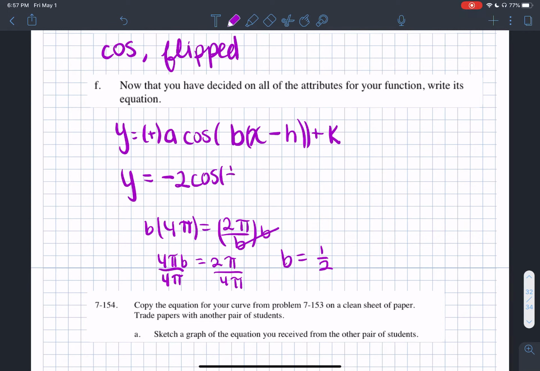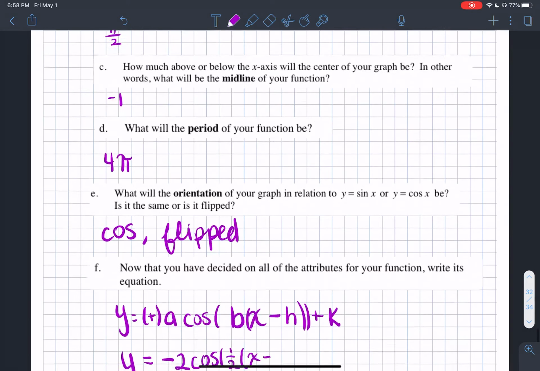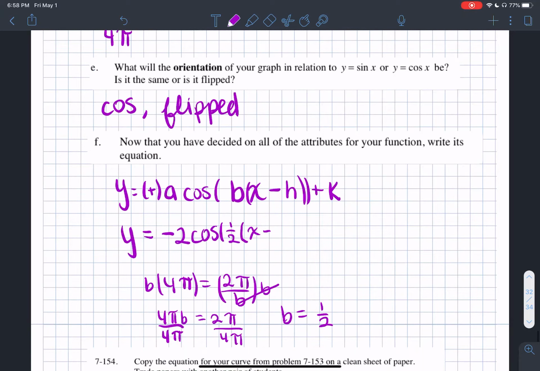So now I have this 1/2, and then I have a parenthesis. This parenthesis is very important. I have my x minus h, where h is our horizontal shift. My horizontal shift is pi over 2, so I'm going to write pi over 2 right here. Then we close the parentheses for that little section, and we close the parentheses for the cosine.